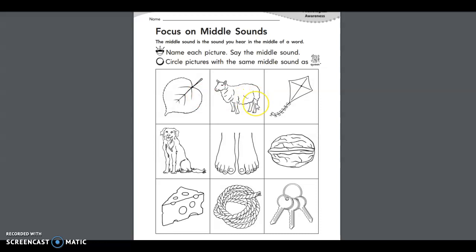Okay, let's look at the next one. This is a picture of a sheep. Circle it if it does, leave it alone if it doesn't. Okay, let's keep going. Kite. Does it have the same middle sound as queen? Circle it if it does, leave it alone if it doesn't.